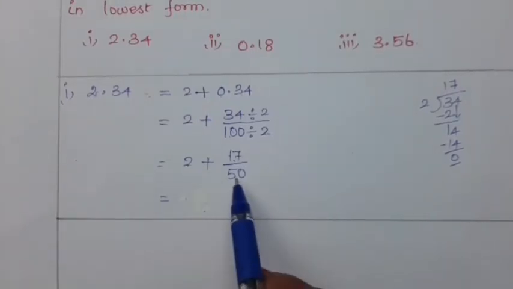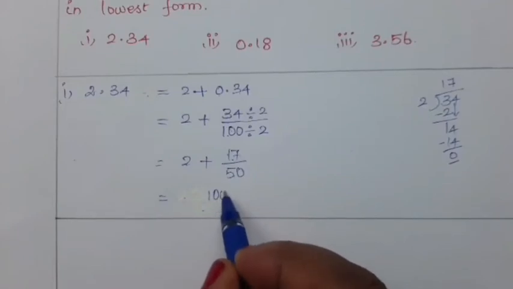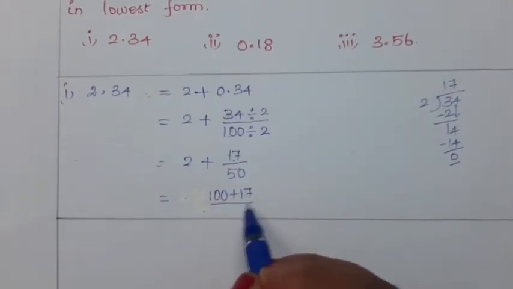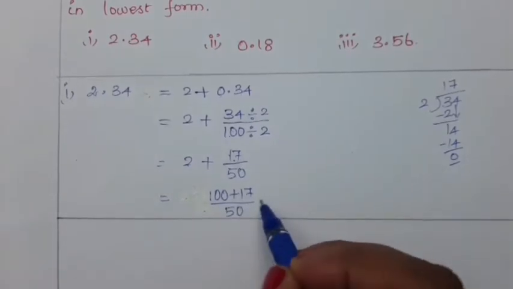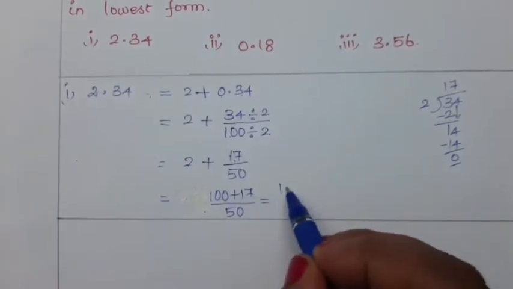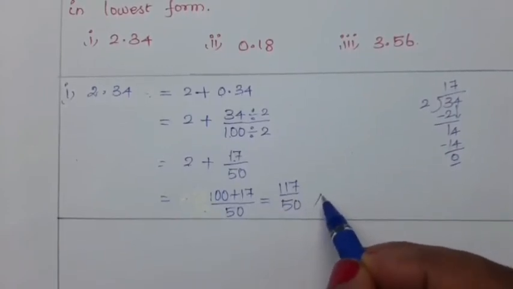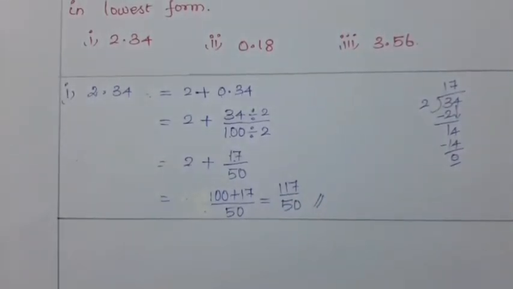Now take the cross multiplication here. 2 50s are 100 plus this 17 whole divided by 50, which is equal to 117 divided by 50, which is the required simplest form of the fraction.